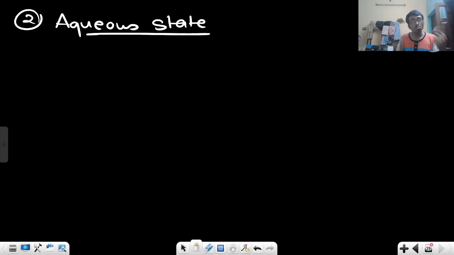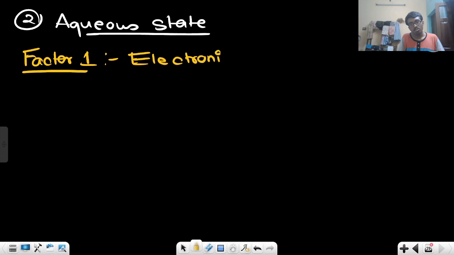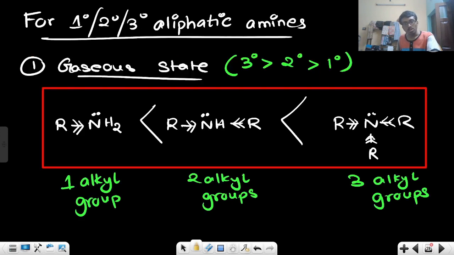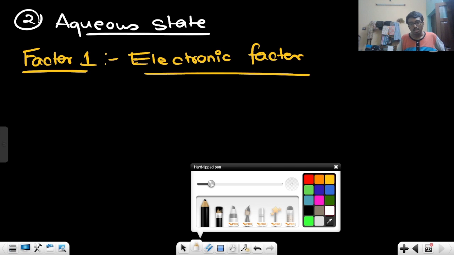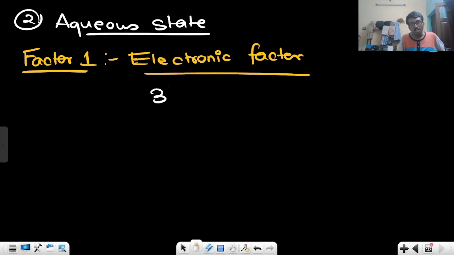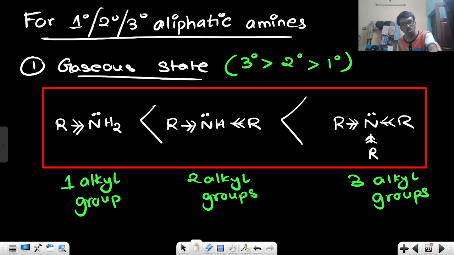Hence, I have to consider two factors. What are the two factors? Listen. First, factor 1, that is the electronic factor. See, I cannot ignore the electronic factor. Why? Because by the base definition, basic strength depends on the number of alkyl groups with plus I effect. So I cannot ignore that. So if I am following the electronic factor, then my answer is 3 degree greater than 2 degree greater than 1 degree. Do you have any doubt related to this? I don't think so, because just now I explained why it is so.